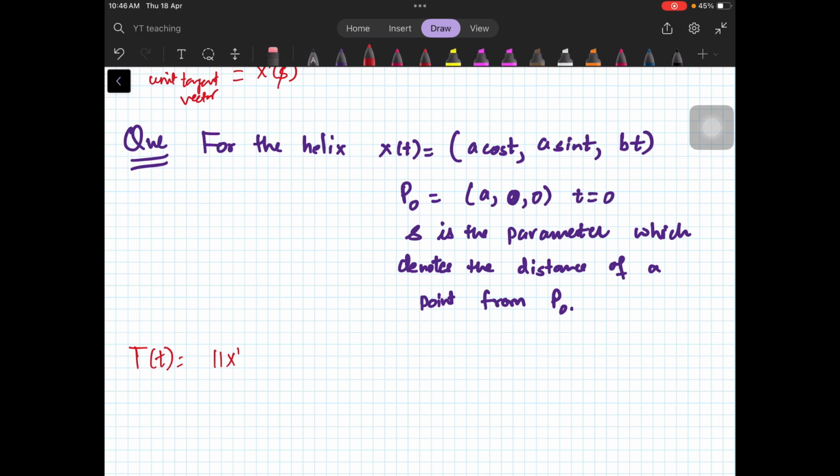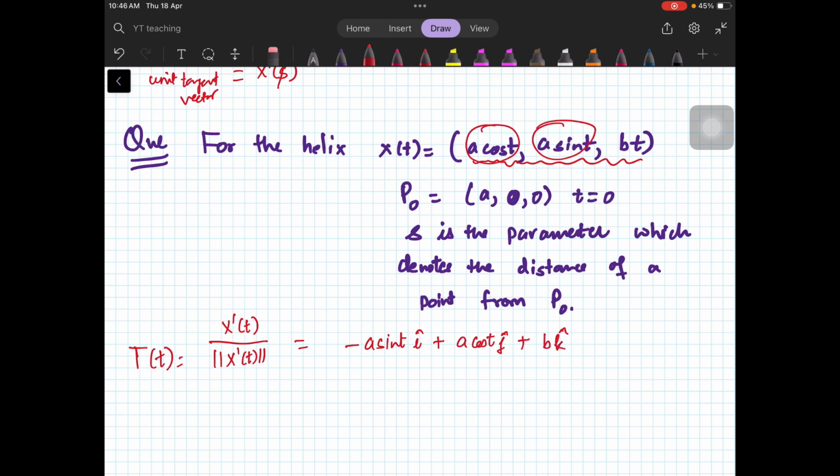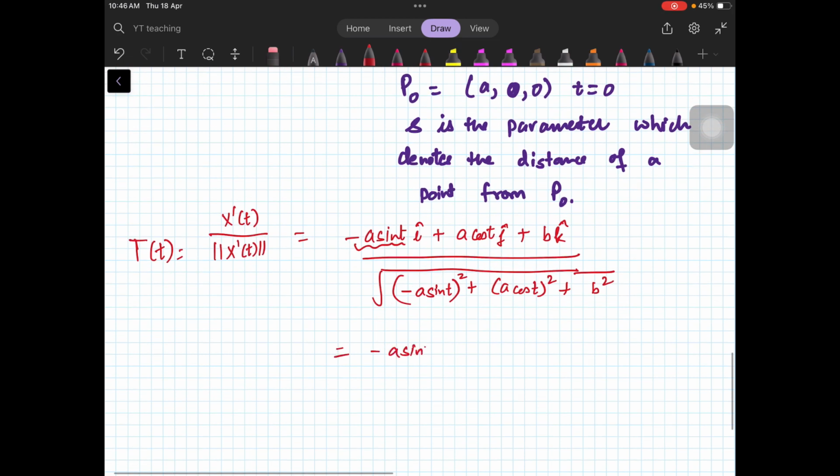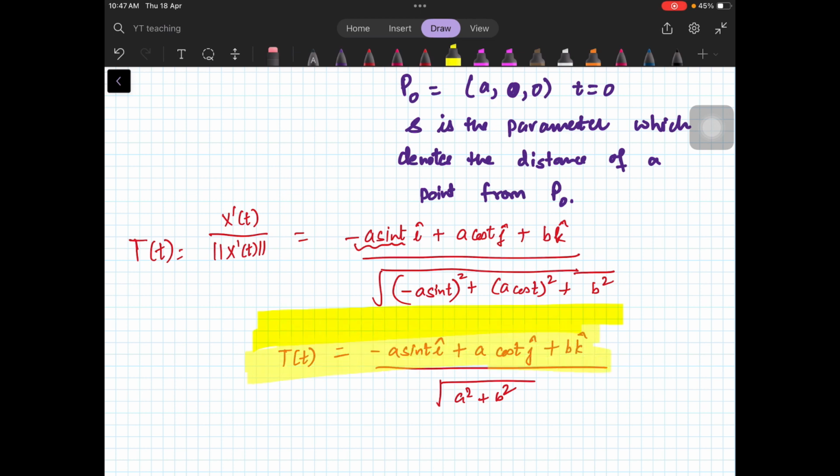One way is to go for x prime t's modulus and then x prime t. If I differentiate it, I get minus a sin t i cap plus a cos t j cap plus b k cap. Then the modulus will be the square root of a sin t squared plus a cos t squared plus b squared. So the unit tangent vector is minus a sin t i cap plus a cos t j cap plus b k cap upon the square root of a squared plus b squared. This is the unit tangent vector for this particular helix.